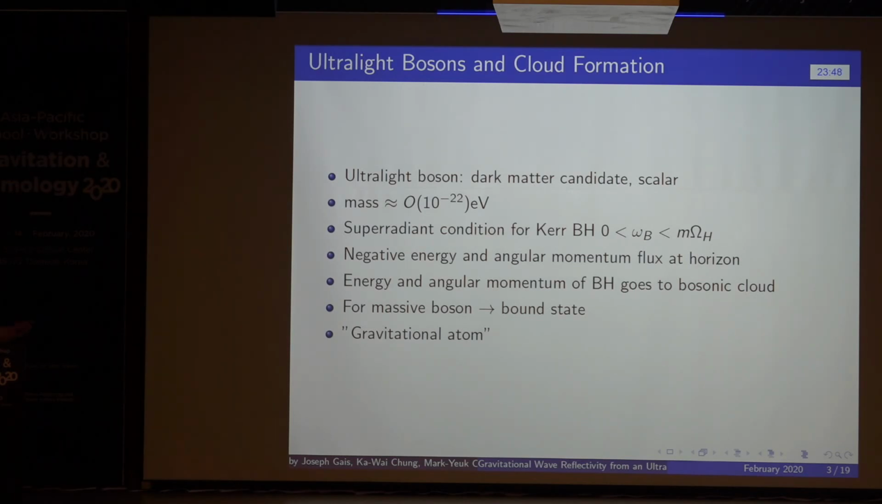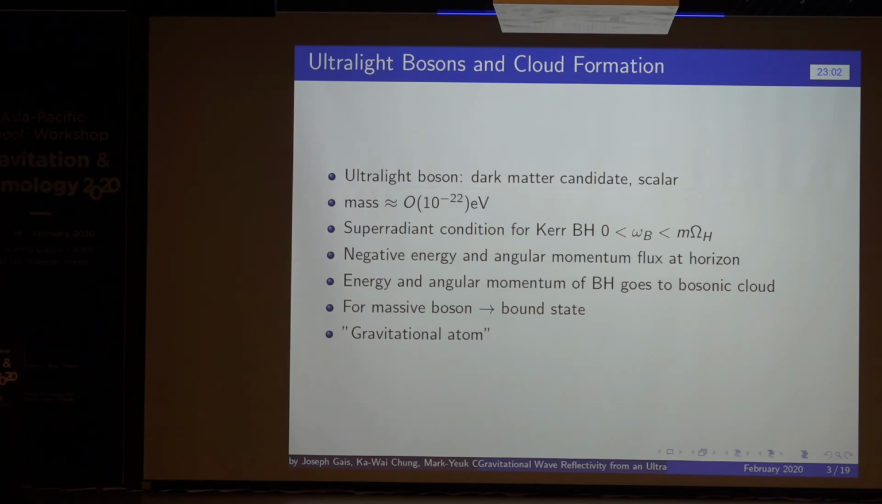And when an ultralight boson is near a Kerr black hole, a spinning black hole, there's this process of superradiance where if the boson frequency here, omega b, is less than the angular velocity at the black hole horizon times the azimuthal quantum number, then there will essentially be a negative energy, an angular momentum flux from the black hole to the bosonic cloud. This essentially extracts angular momentum and energy from the black hole and deposits it into the bosonic cloud, reaching up to roughly 10% of the total mass energy of the black hole.